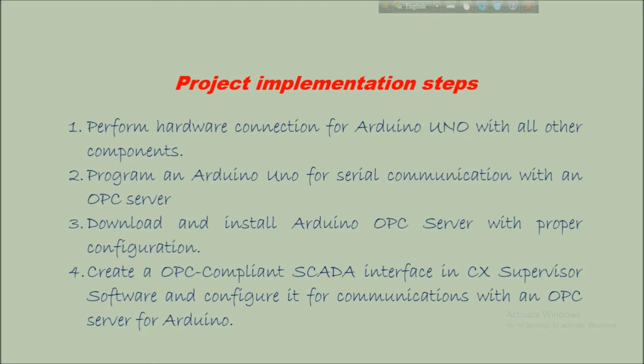We can summarize the project implementation procedure in these steps. Perform hardware connection for Arduino UNO with all other components. Program the Arduino UNO for serial communication with an OPC server. Download and install the Arduino OPC server with proper configuration. Create an OPC-compliant SCADA interface in CX Supervisor software and configure it for communication with the OPC server for Arduino. In the rest of this video, we are going to implement this project step by step.